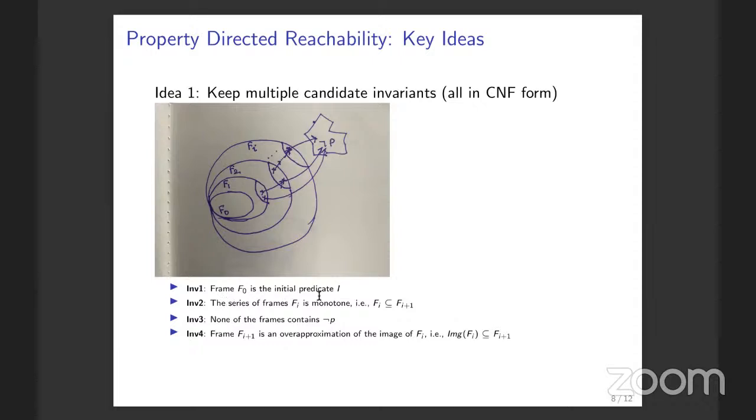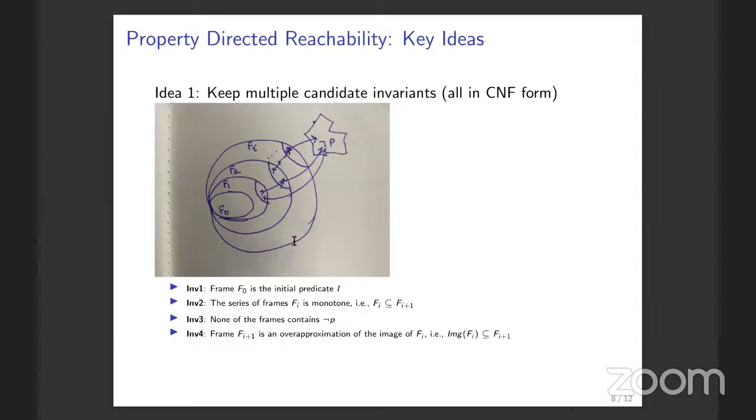Frame F0 is always the initial predicate, right? That never changes. And the series of frames Fi is monotone: as I've shown here, Fi is contained in Fi plus 1. That is maintained. None of the frames contains not P; all of them are P states. That is maintained. The fourth one is that Fi plus 1 is an over approximation of the image of Fi. That is, the image of Fi is contained in Fi plus 1.